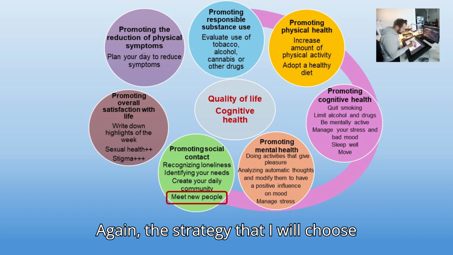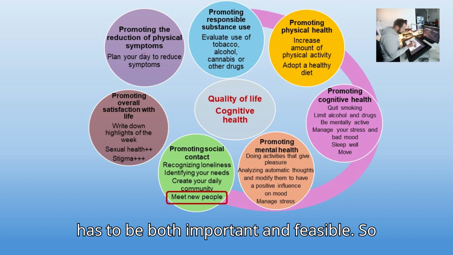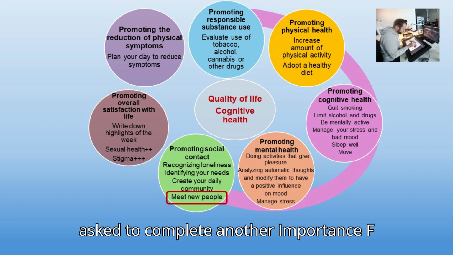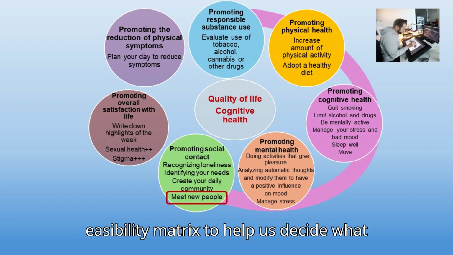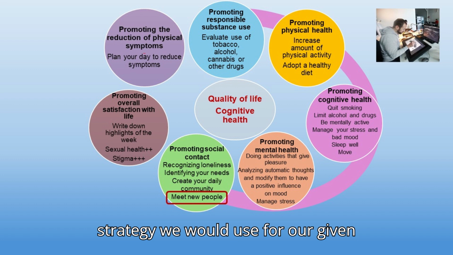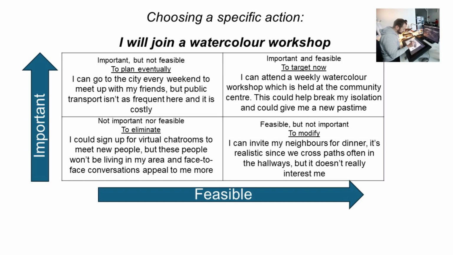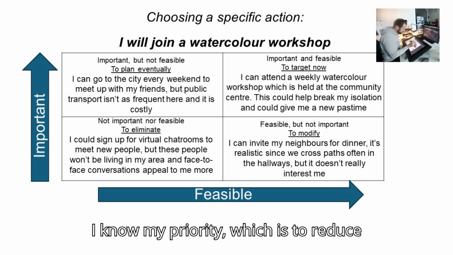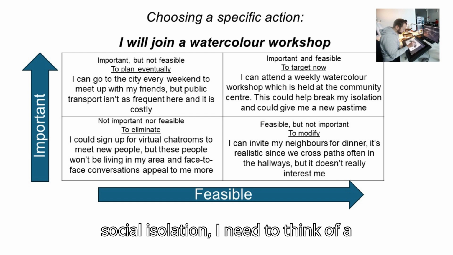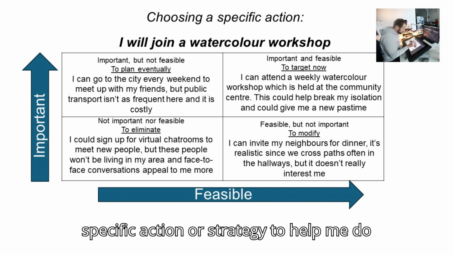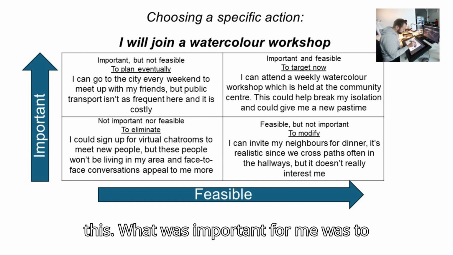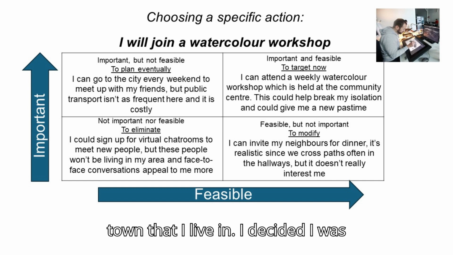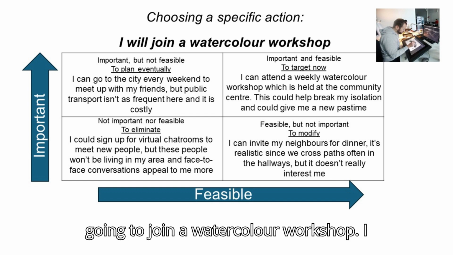Again, the strategy that I will choose has to be both important and feasible. So, as part of the group sessions, we were asked to complete another importance feasibility matrix to help us decide what strategy we would use for our given domain or priority. This time, it's a little different. Since I know my priority, which is to reduce social isolation, I need to think of a specific action or strategy to help me do this. What was important for me was to find a way to meet new people in this new town that I live in. I decided I was going to join a watercolor workshop.